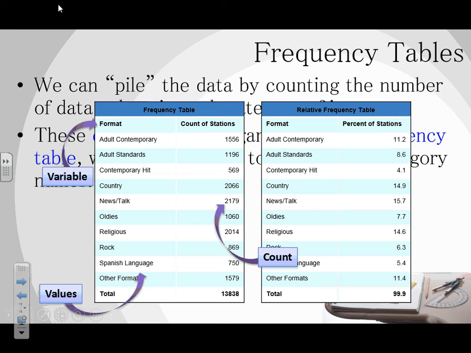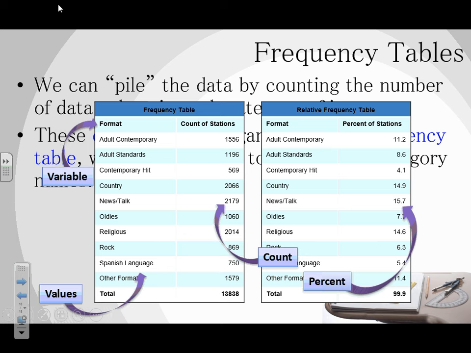Okay? So when we look at this relative frequency table, we still have all the same categories we had before. We're still measuring those categories for the variable, but now we're looking at percentages. So adult contemporary had 1,556 total stations that played that. Well, if we take that 1556 and divide by our 13,838 total radio stations, we find that 11.2% of radio stations play adult contemporary. Okay? So rather than counts, we can keep track of the percentages for our overall set of data.